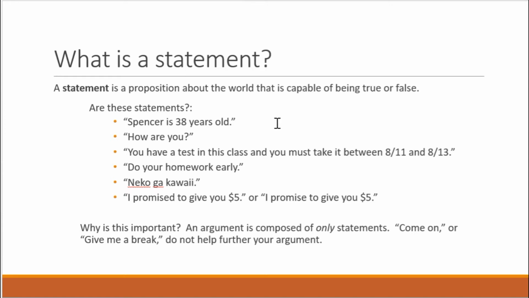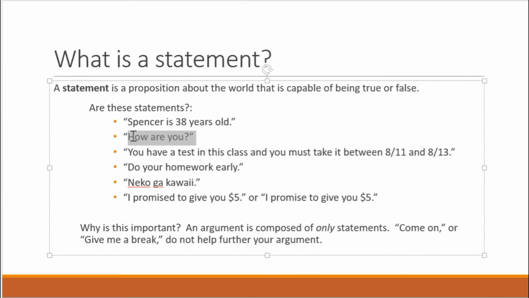All right, Spencer is 38 years old. That's a statement, absolutely. It's either true or it's false, right? It's a statement about my age. As a matter of fact, it's false. I am about 10 years younger than that. Okay? So, how about this next one?